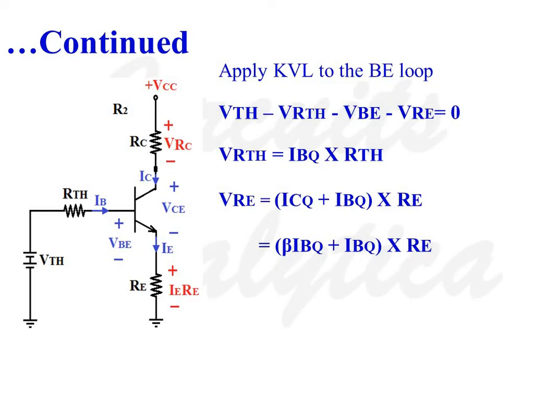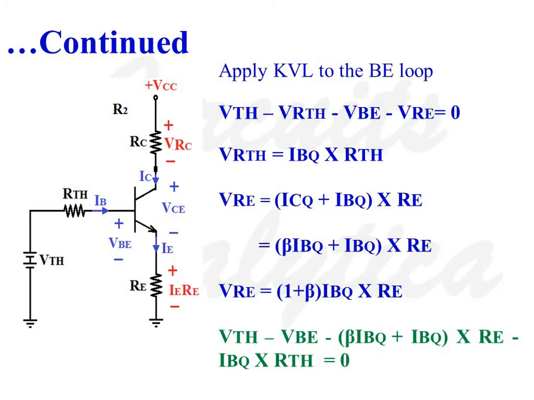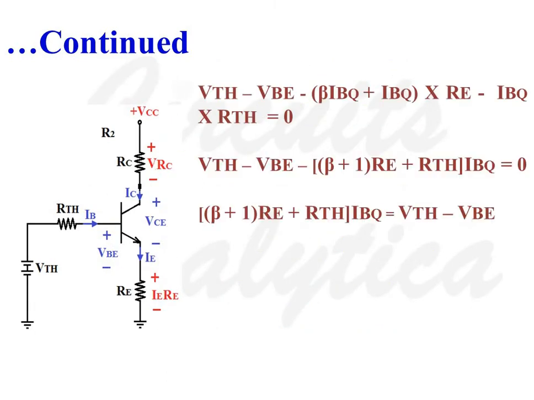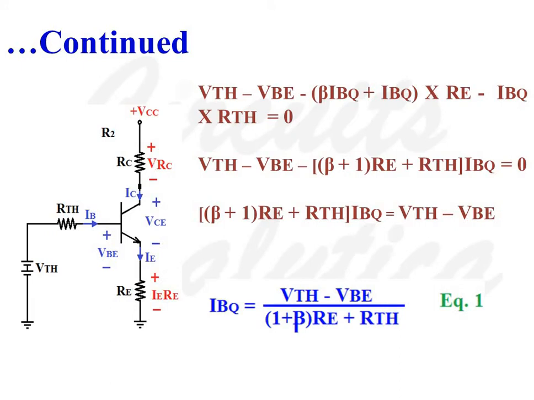So we can write VRE is equal to (beta IBQ plus IBQ) into RE. Or we can write VRE is equal to (1 plus beta) into IBQ into RE. So we will get VTH minus VBE minus (1 plus beta) IBQ into RE minus IBQ into RTH is equal to 0. We will get IBQ is equal to (VTH minus VBE), the whole divided by (1 plus beta) into RE plus RTH, equation number 1.